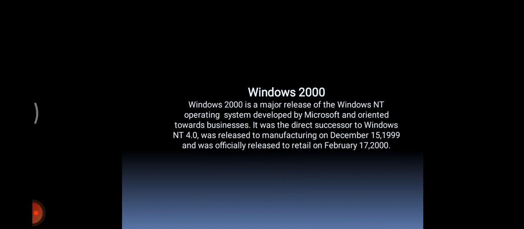Windows 2000 is a major release of the Windows NT operating system developed by Microsoft and oriented towards business. It was the direct successor to Windows NT 4.0, was released to manufacturing on December 15, 1999 and was officially released to retail on February 17, 2000.